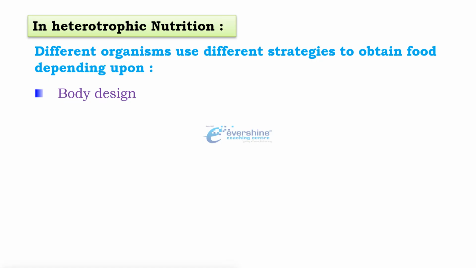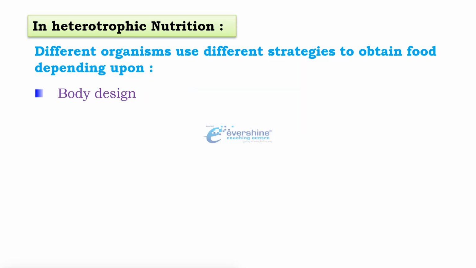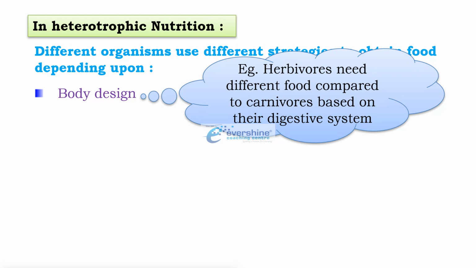Heterotrophic nutrition depends upon the body design. Understood? So it depends upon the type of body system. Example, herbivores need different food compared to carnivores based on their digestive system.